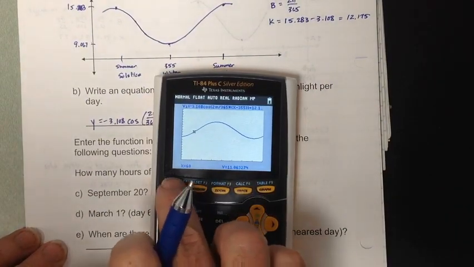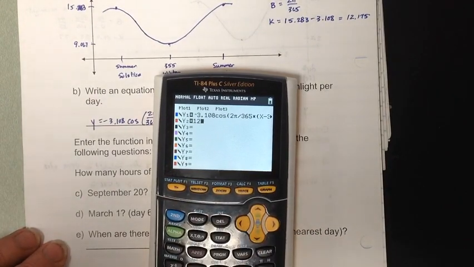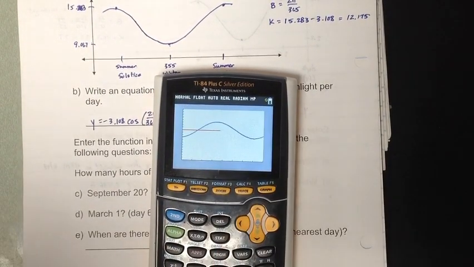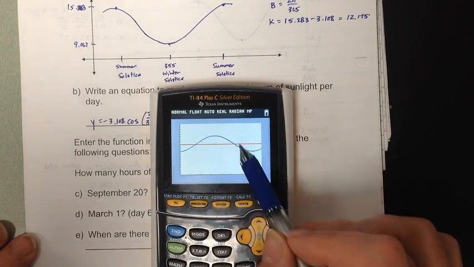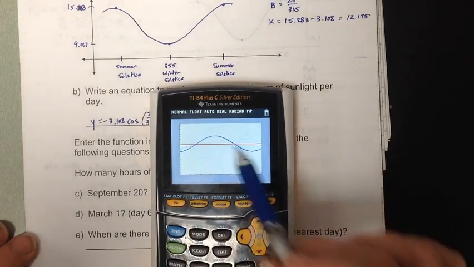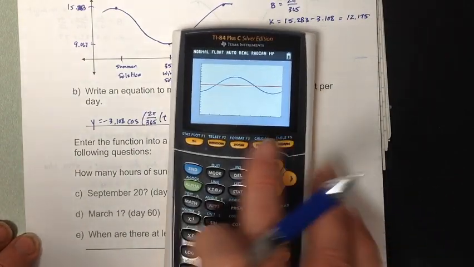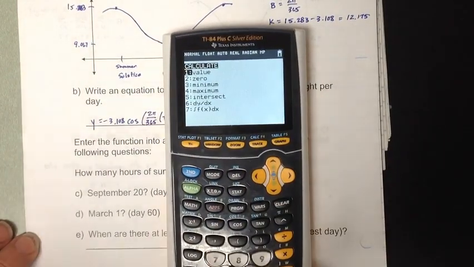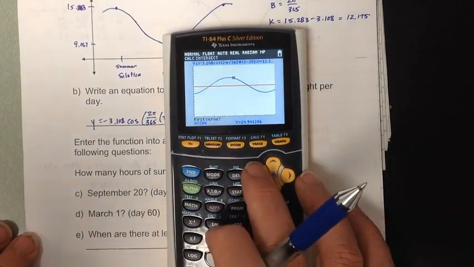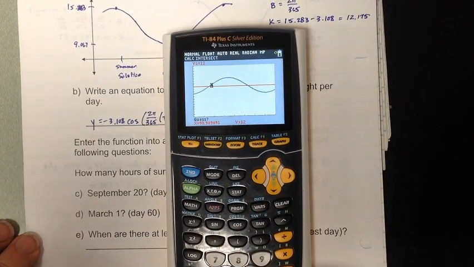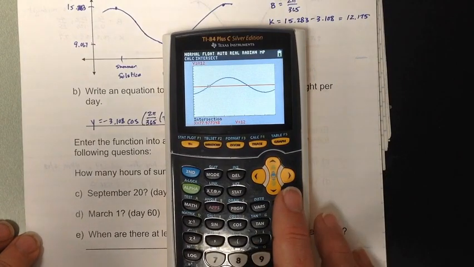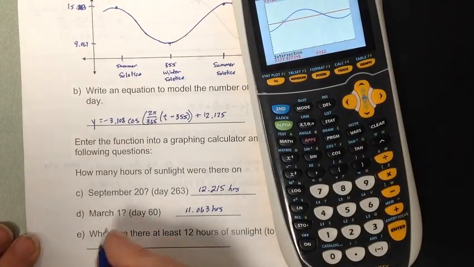Okay. So I'm going to go back to my y equals. I'm going to put in 12 hours of sunlight. So I want at least 12 hours of sunlight. So I'm going to find this intersection to the left, this intersection to the right, and all those days in between there, I get 12 hours or more of sunlight. So second trace 5, intersect, and I'm going to find the one to the left first. And we're going to round to the nearest day here. Press enter 3 times, and I get about day 78.